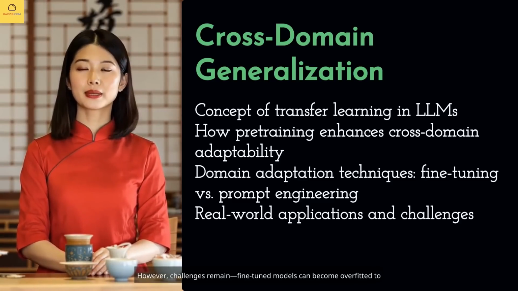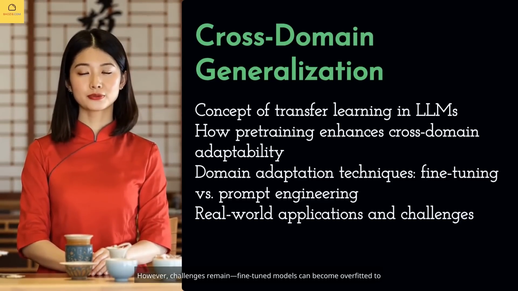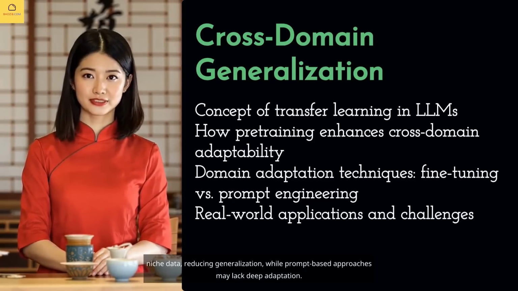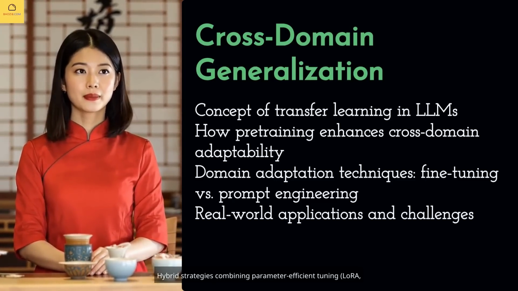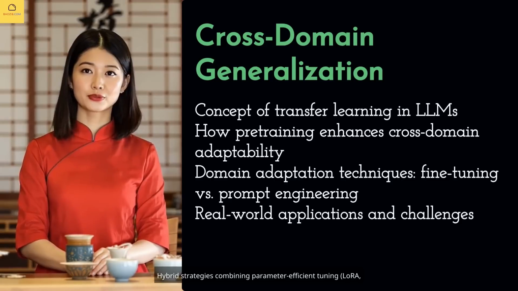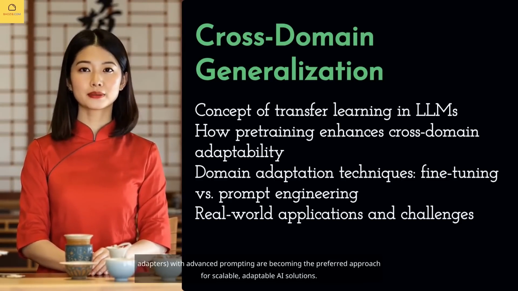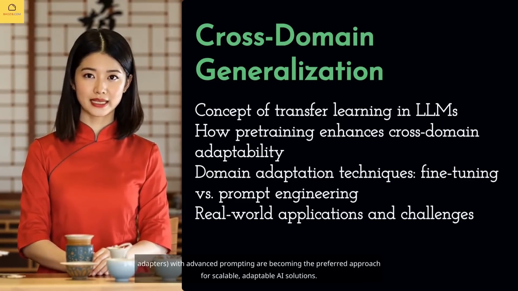However, challenges remain. Fine-tuned models can become overfitted to niche data, reducing generalization, while prompt-based approaches may lack deep adaptation. Hybrid strategies combining parameter-efficient tuning, LoRA, adapters, with advanced prompting are becoming the preferred approach for scalable, adaptable AI solutions.